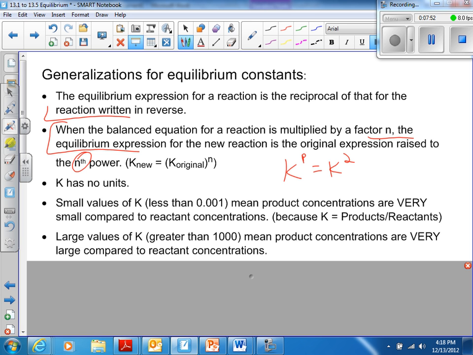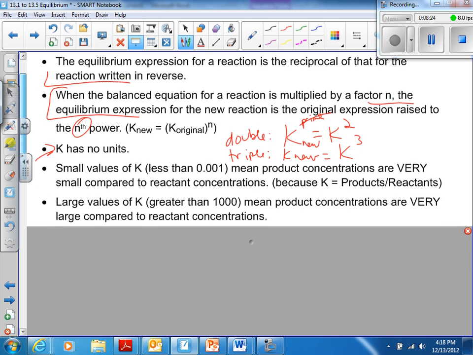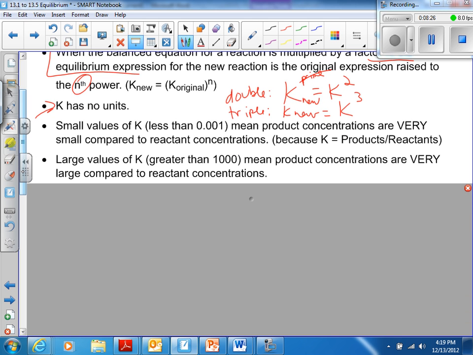That's K prime. So double a reaction, K prime would be K squared. If we triple a reaction, K new would be the old K cubed. If we have a reaction divided by 2, we would raise K to the 1/2 power, or square root. Okay, no units on K. We don't worry about units. There's a problem later on where I'm going to put units in just so you can see how some units cancel, but you don't ever have to report units for K.